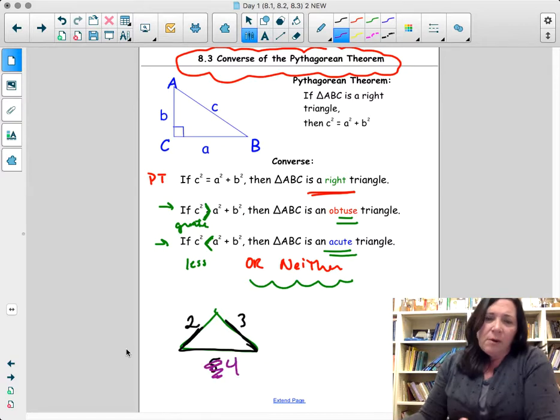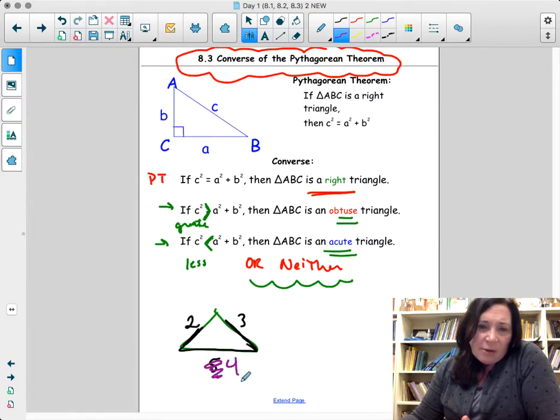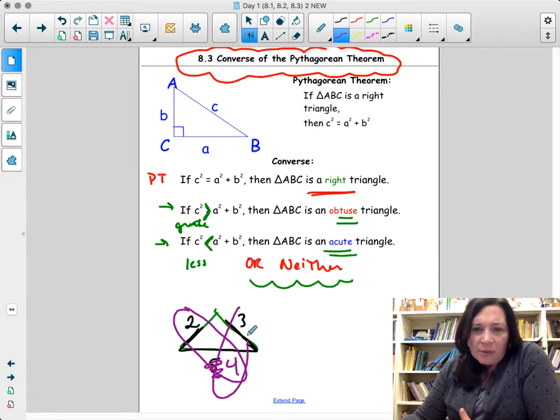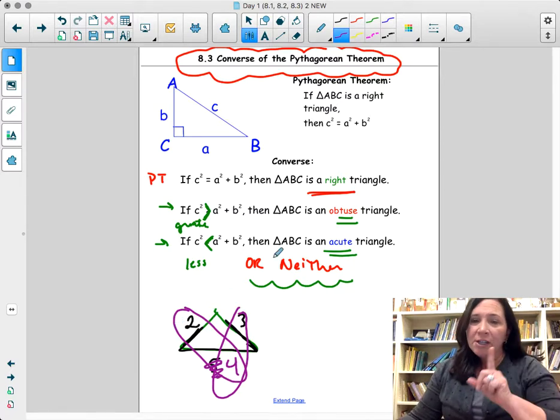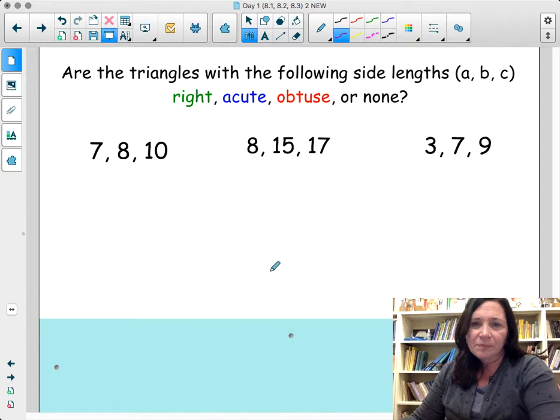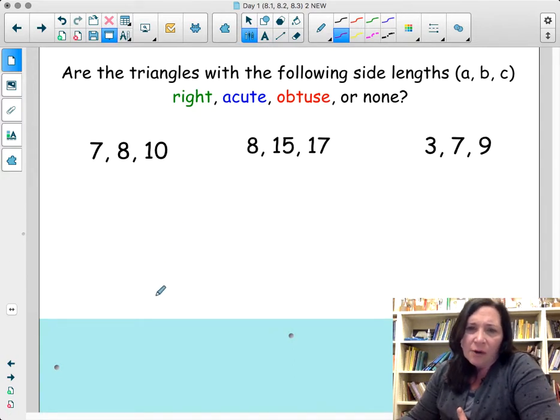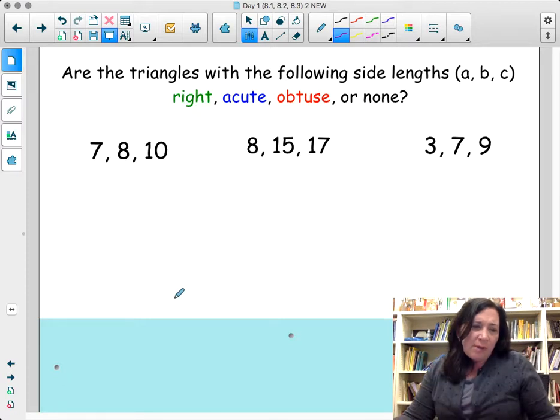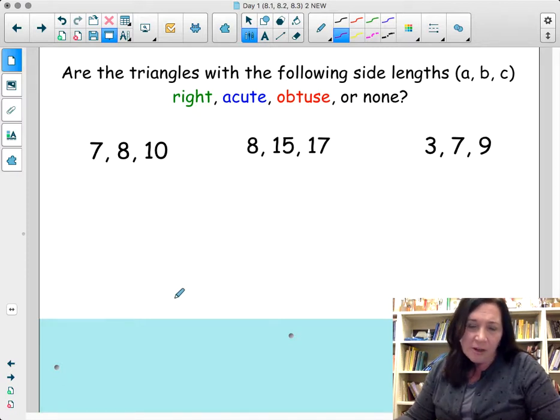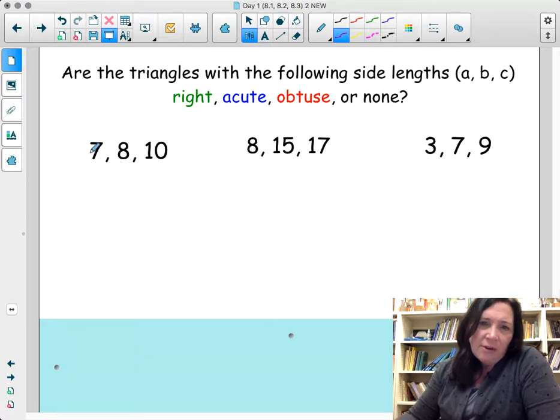So again, if you said 4, that works because 5 is greater than 4. 2 plus 4 is 6, and 6 is greater than 3. And then 3 plus 4 is 7, and 7 is greater than 2. So that would be okay. But watch out for tricky triangles, okay? So for these triangles right here, see if they are right, obtuse, or acute. This would be a good time for you to pause the video and try these 3 problems on your own, and then we'll see how you do.